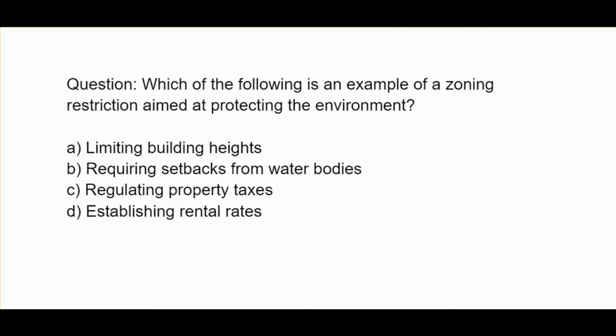Which of the following is an example of a zoning restriction aimed at protecting the environment? A, limiting building heights. B, requiring setbacks from water bodies. C, regulating property taxes. D, establishing rental rates.